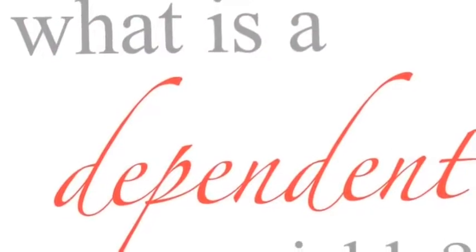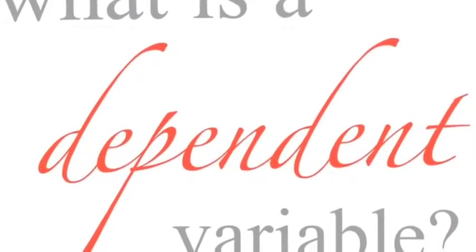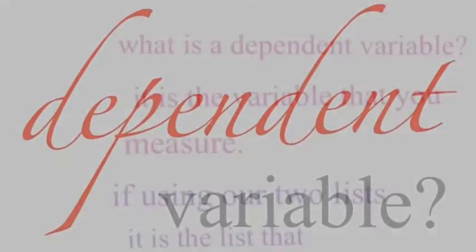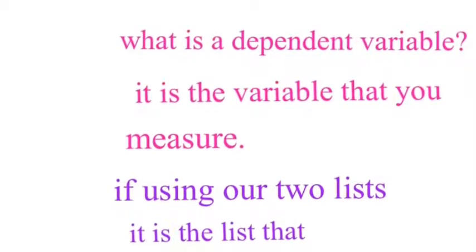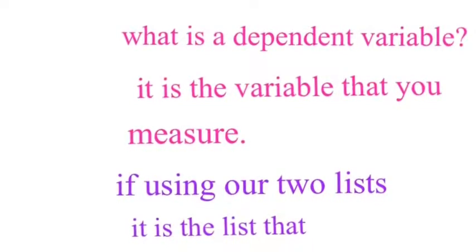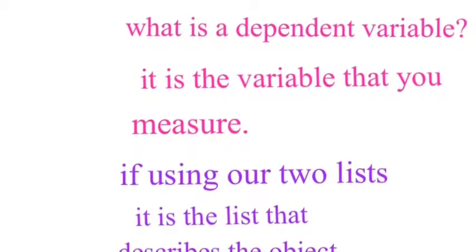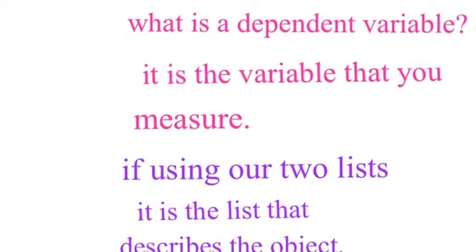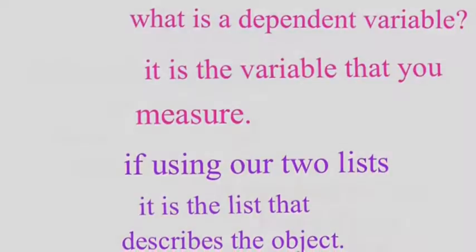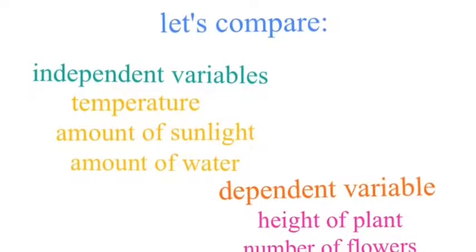So what's a dependent variable? Well, it's what you measure in the experiment. It's also the other list, right? So you might be saying, I wonder how changing the temperature affects the height of the plant. The temperature is the environmental list, that's the independent variable. The height of the plant is the dependent variable.